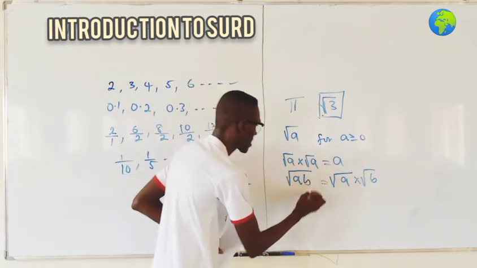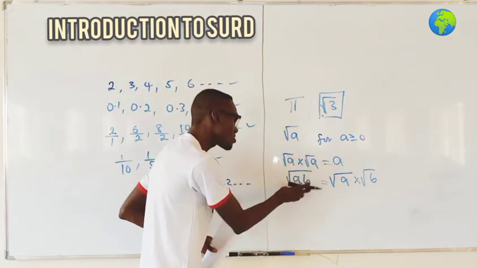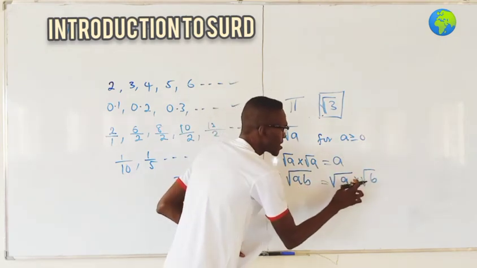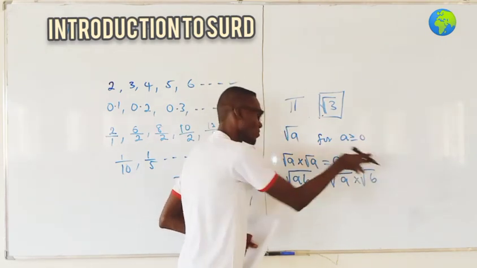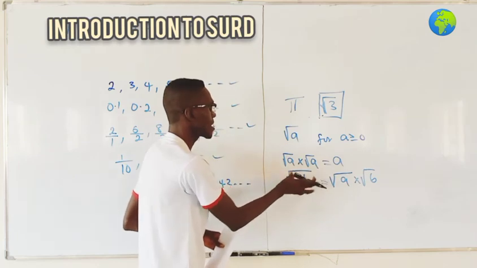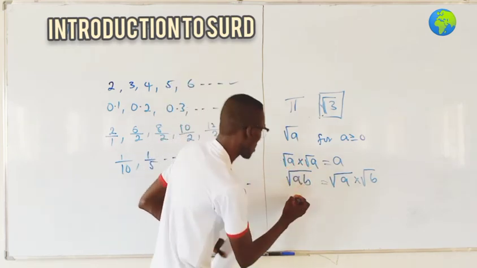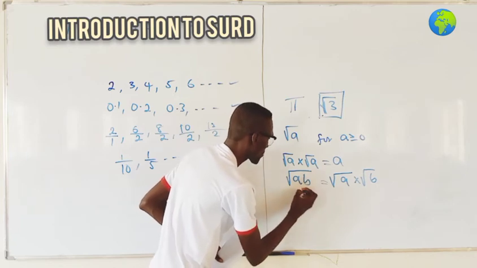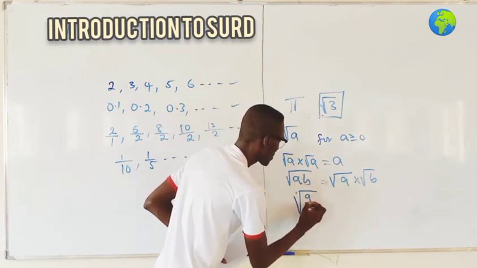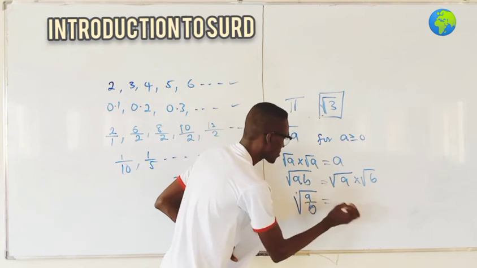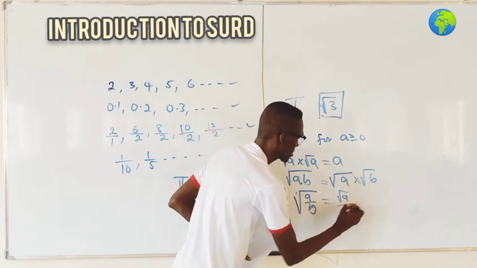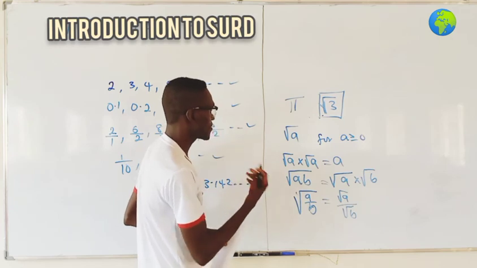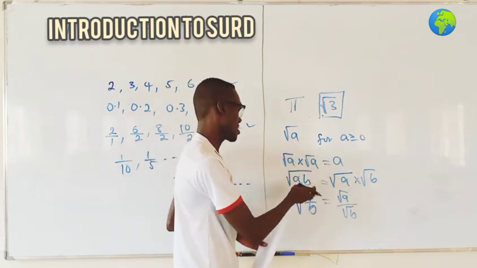That means if square root of ab is equal to square root of a times square root of b, then square root of a times square root of b is also equal to square root of ab. So also, when I have something like square root of a over b, where a and b are real numbers, this is the same thing as square root of a over square root of b. These are just a few properties of surds.